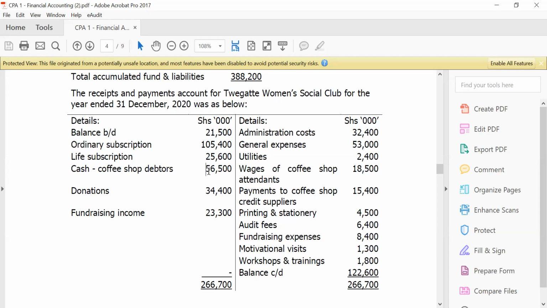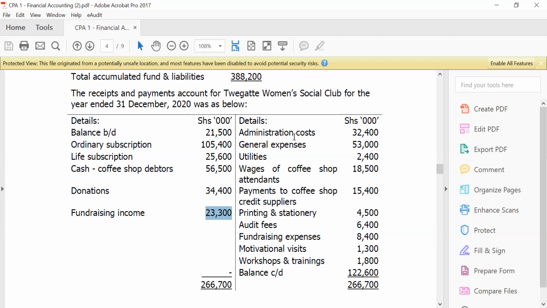Then we have cash from coffee shop debtors. This is the cash that has come from coffee shop debtors. So we sell on credit and our customers pay us at a later date. So this is the amount of money that we have received within this period. Then we have donations. Donations is another source of income when it comes to not-for-profit organizations. And then we have what we call fundraising income. That is also another income that we received in terms of cash during the period.